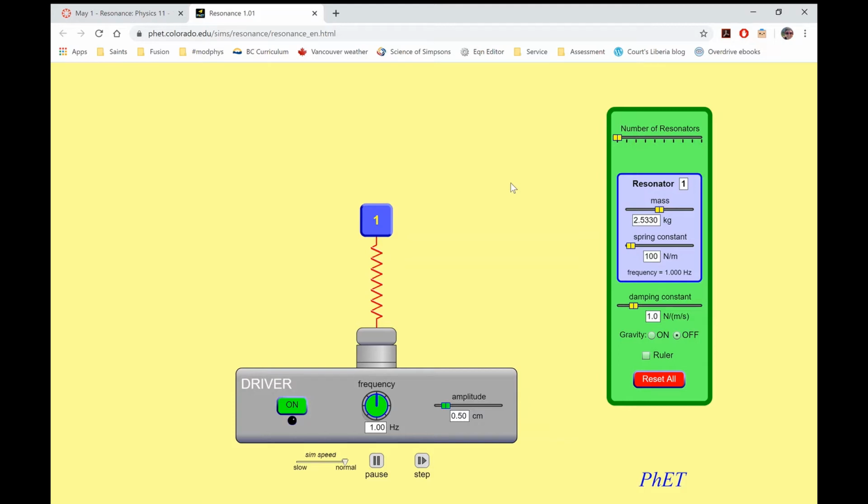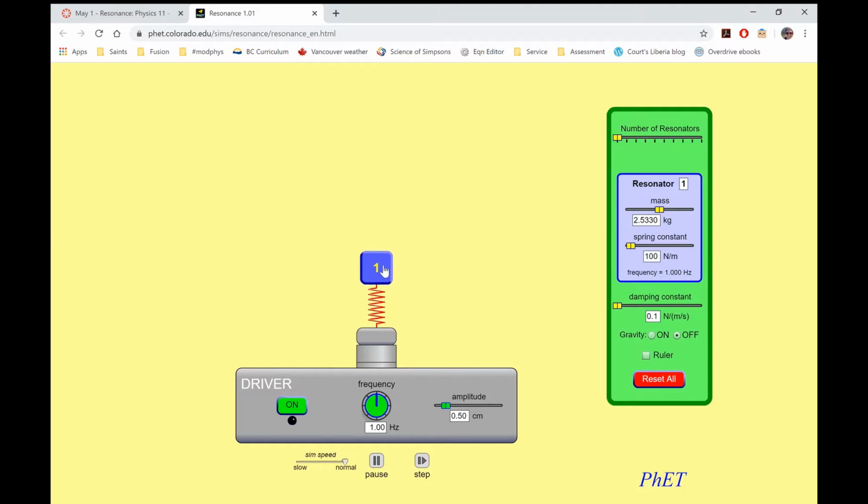The final demonstration to do with resonance for today is to look at what happens when we force an oscillator, like a mass on a spring, to oscillate at different frequencies. We put a little driver underneath it that's going to influence its motion. So this oscillator here has a natural frequency of vibration of 1 hertz. That depends on the mass of the object and the spring constant of the spring that it is attached to.